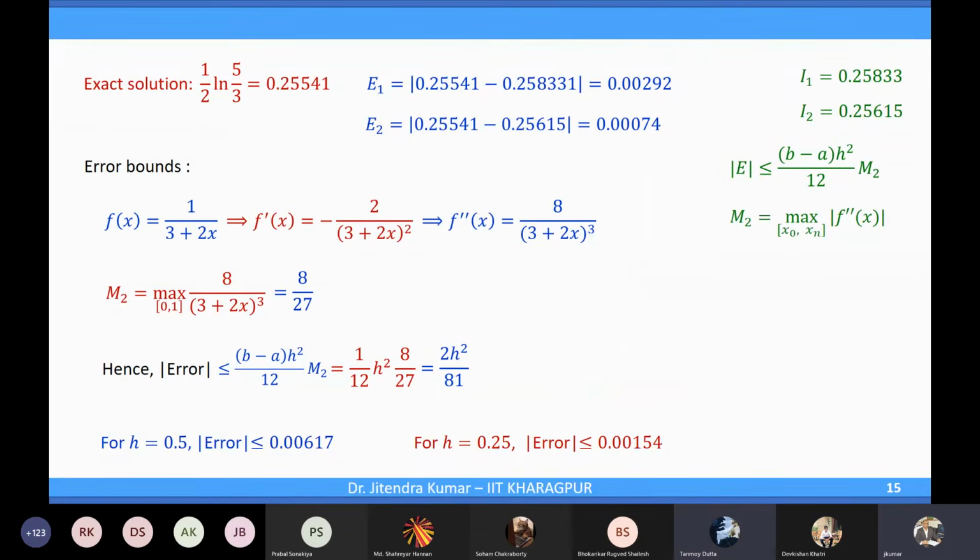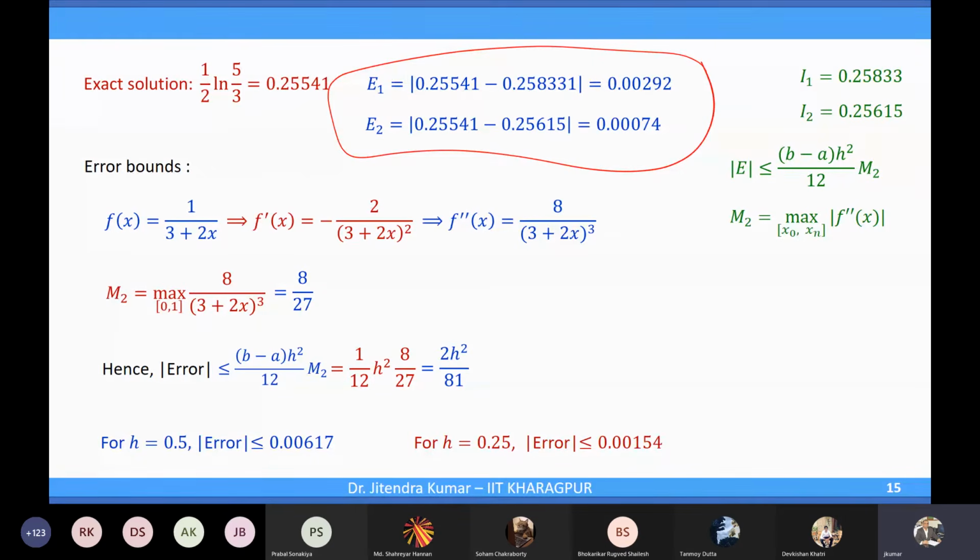So for some functions we won't be getting the actual error, so then we have to rely on these error bounds only. Obviously you will not get the actual error, because for those functions you don't have the actual value of the integral.